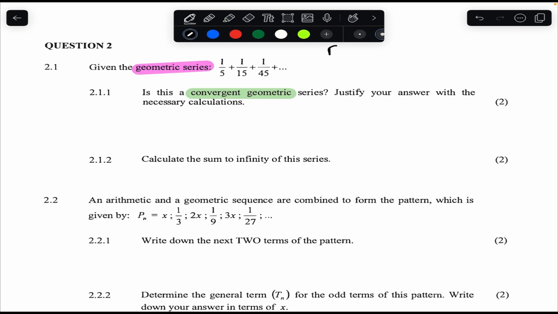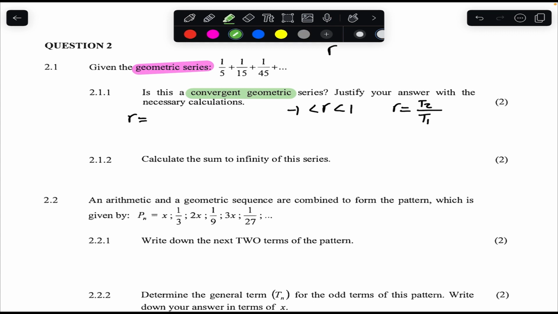To test that, we need to know, is my r value, my constant ratio, going to be smaller than 1 and greater than -1? And to calculate my r value, my r value is going to be term 2 divided by term 1. This is important because we need to now determine what is my ratio. So let's quickly have a look here. First of all, we need to determine my r ratio or my constant ratio. So that means term 2 divided by term 1.